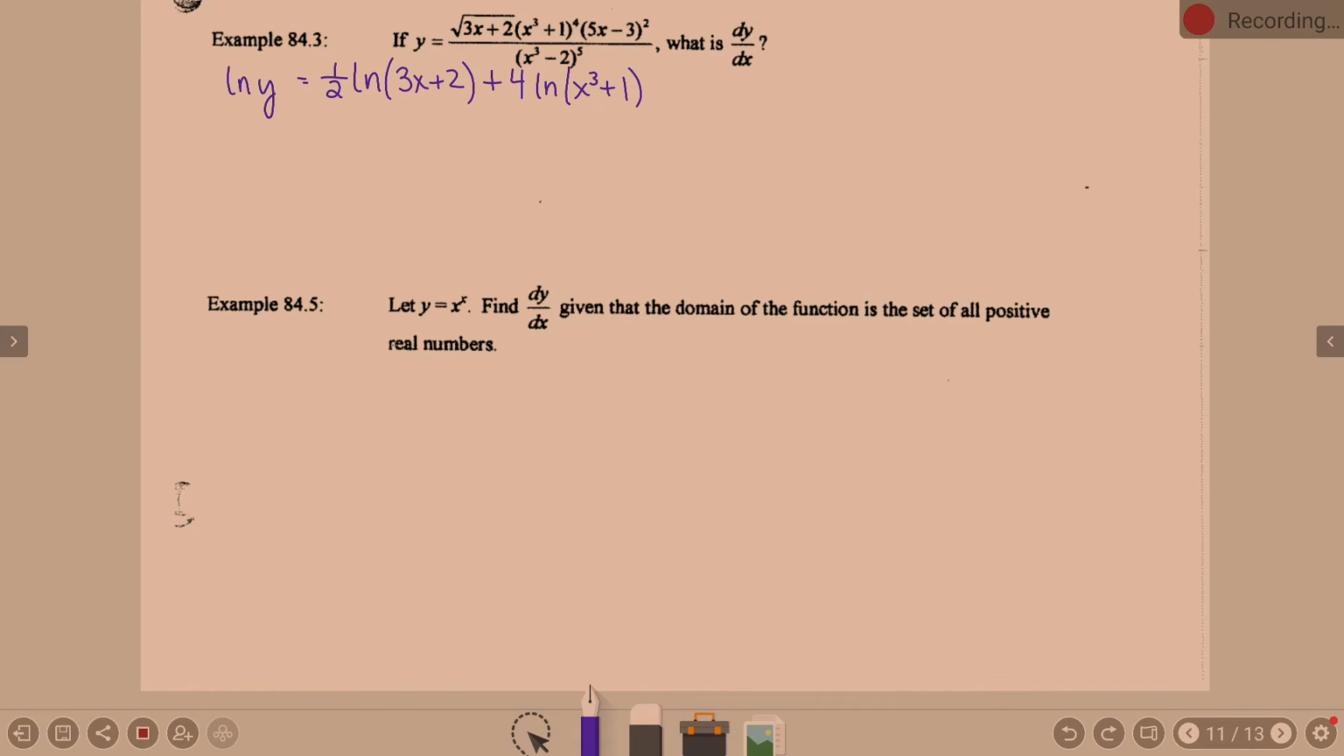There's another times portion. So I'm going to say plus, bringing the power out front. So it's 2 times the natural log of 5x minus 3. Then there's division. So now I'm going to say minus, take that power out front, so 5 times the natural log of x cubed minus 2.